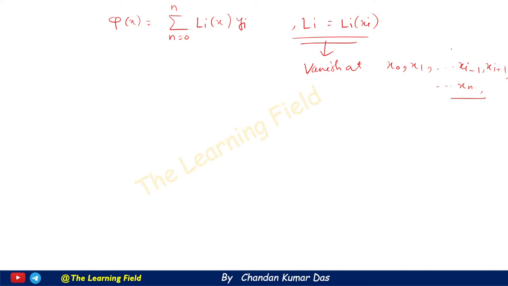Therefore we can write the definition of this function: li(xj) is equal to 0 when i is not equal to j, and this is equal to 1 for i equal to j. Here li is a polynomial in x of degree less than or equal to n. This li(x) is called the Lagrangian polynomial.